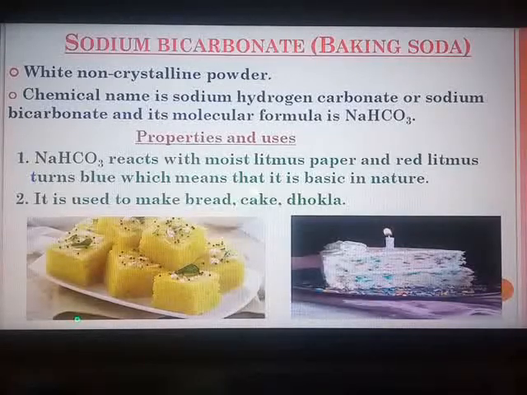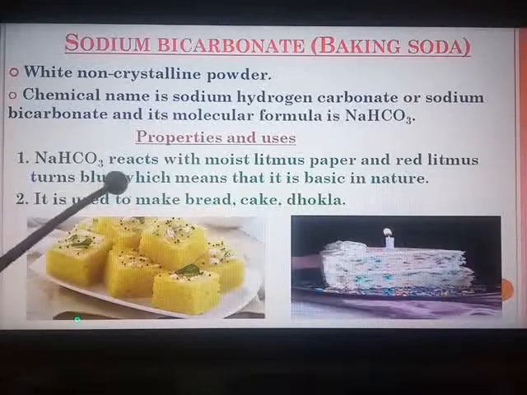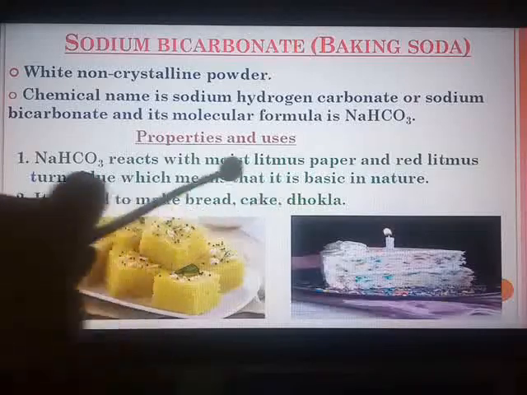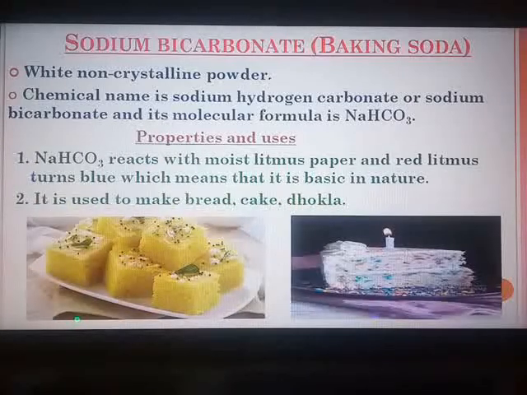About the first use, I don't have to tell you, just now I have told you. Here is the use they have given in the textbook. It is used to make bread, cake, dhokla. Here you can add, it is used to make bread, cake, dhokla soft and porous, because it is not an ingredient which is used to make that particular food stuff.